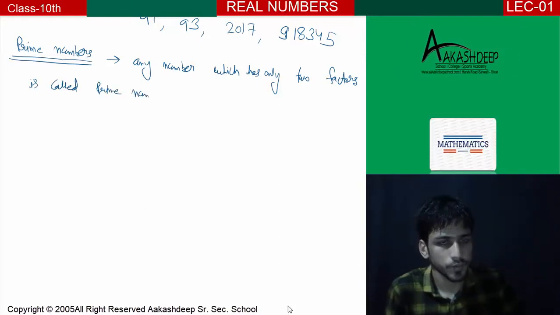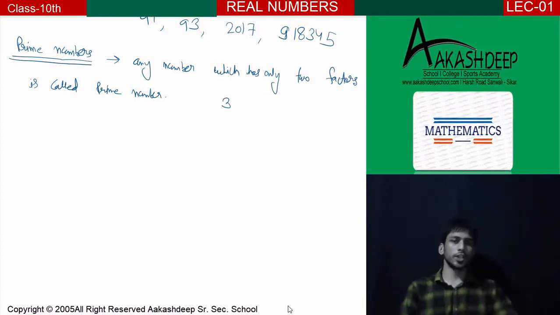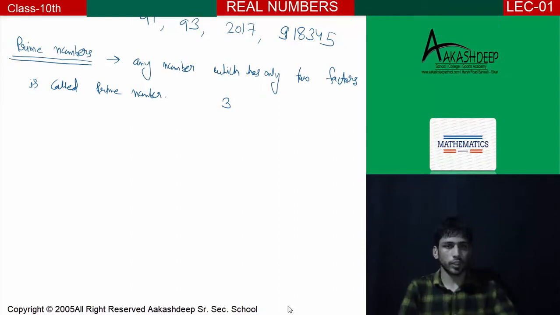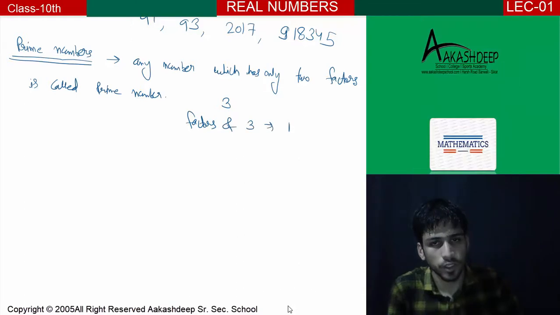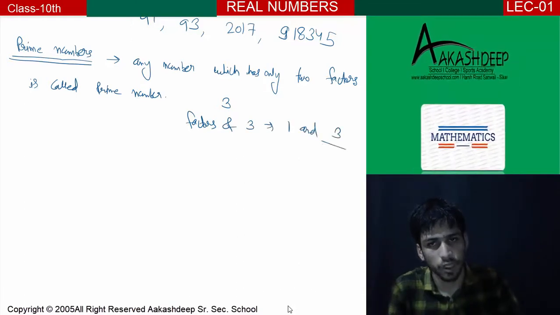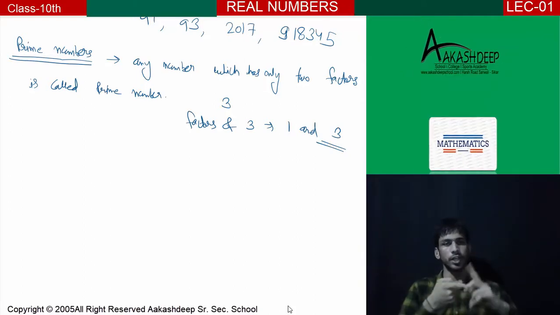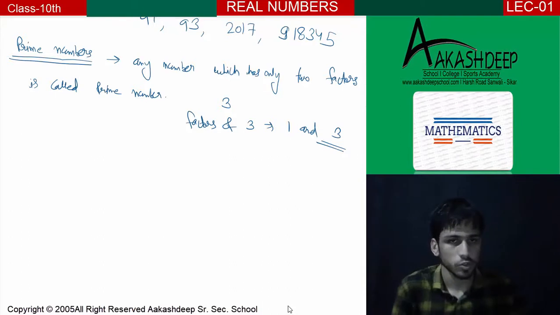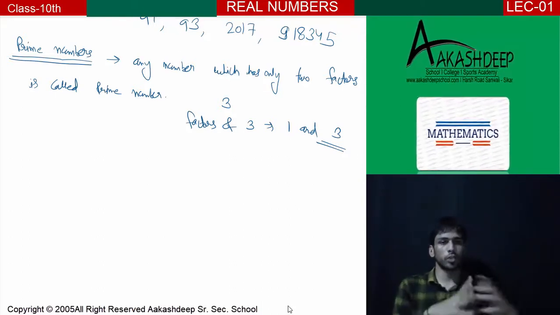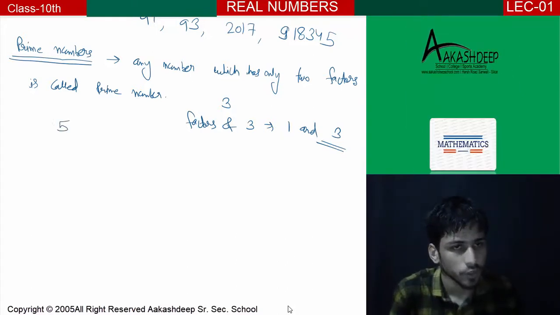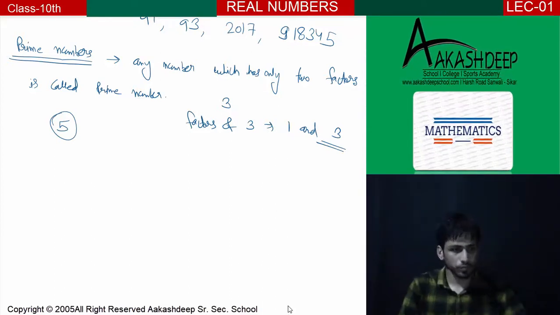So let's say I have 3. So I can say 3 is divisible by 1 and 3. So factors of 3 are 1 and 3. Okay, so that's why it is a prime number. It means any number which is divisible by 1 and itself is called a prime number. So it means any number which has only 2 factors or only 2 divisors is called a prime number. Let's say 5. 5 is also a prime number because it is only divisible by 1 and itself.